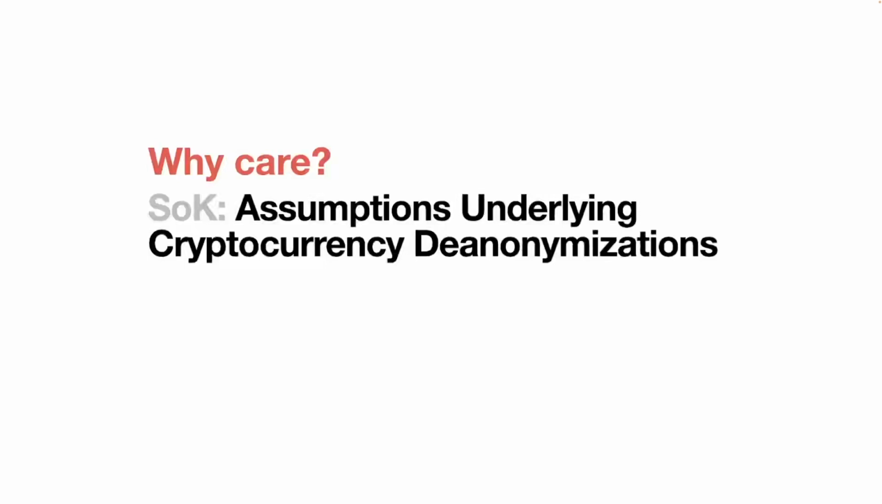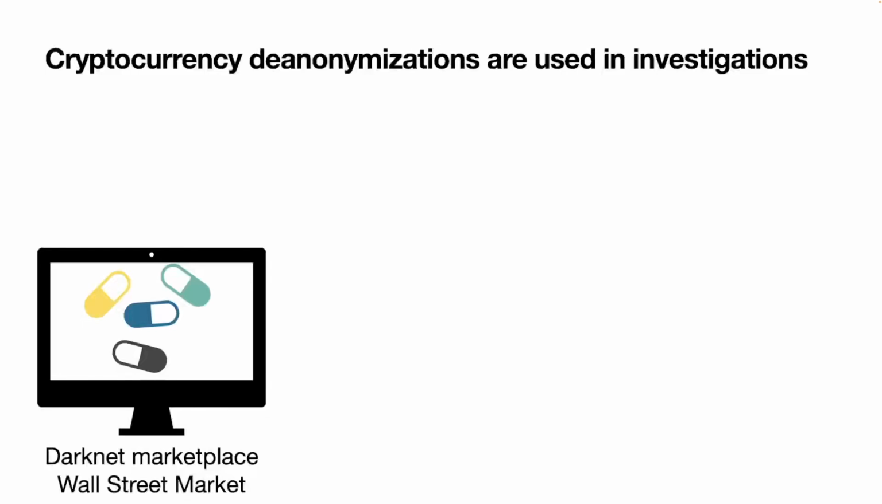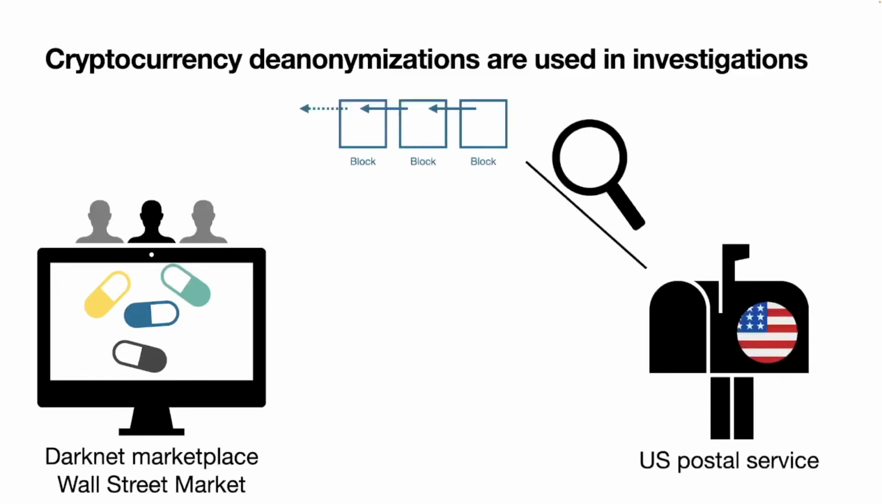So now you might wonder, why should we care? If an assumption is not that reliable, this might not be a problem in a research paper. However, cryptocurrency de-anonymizations are used in practice and especially in criminal investigations. One famous example is the Wall Street Market case. Wall Street Market was a darknet marketplace where you could buy, in particular, drugs. The marketplace had 3 operators, and US Postal Service conducted a blockchain analysis to identify one of those operators.